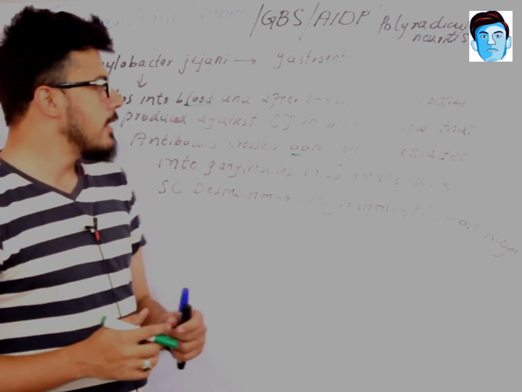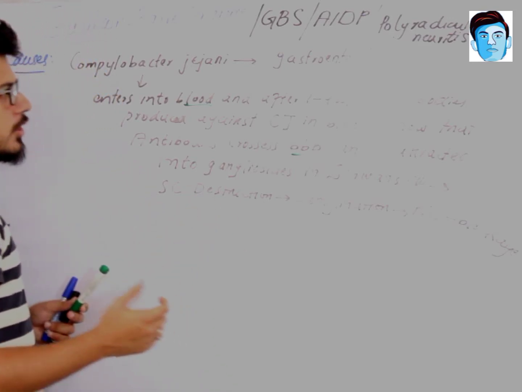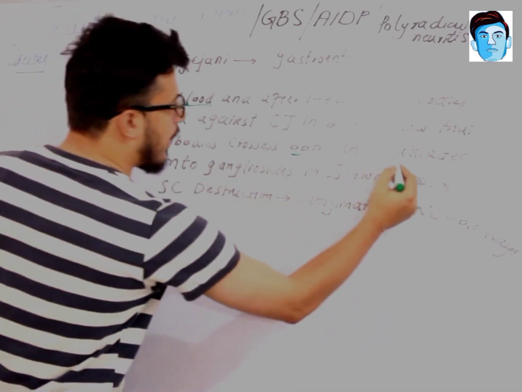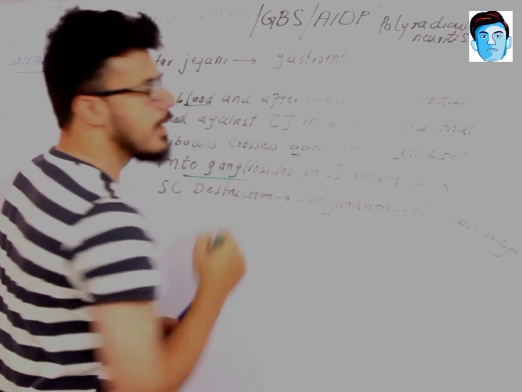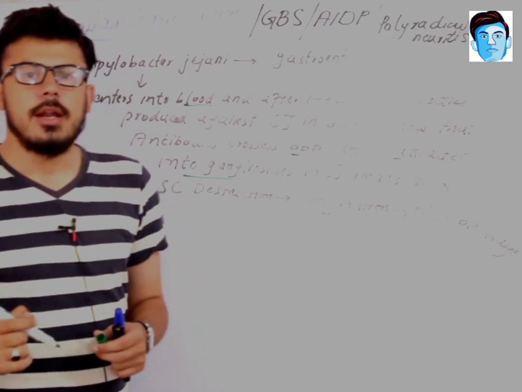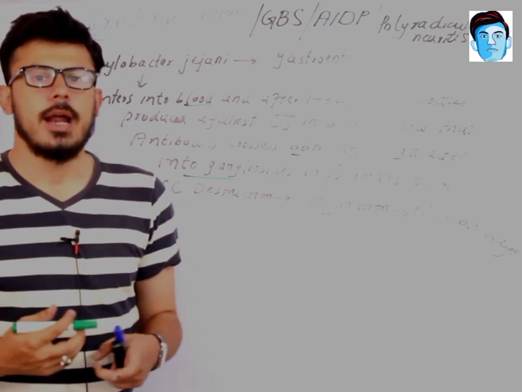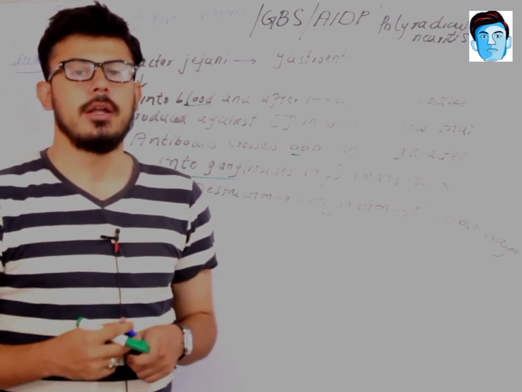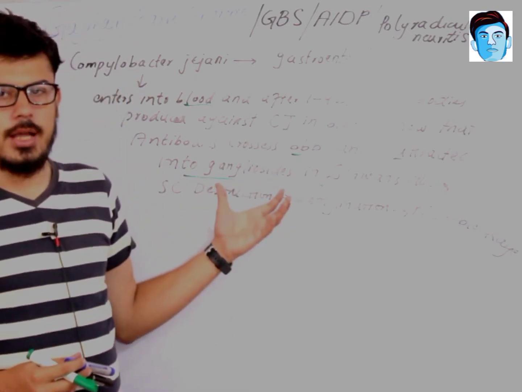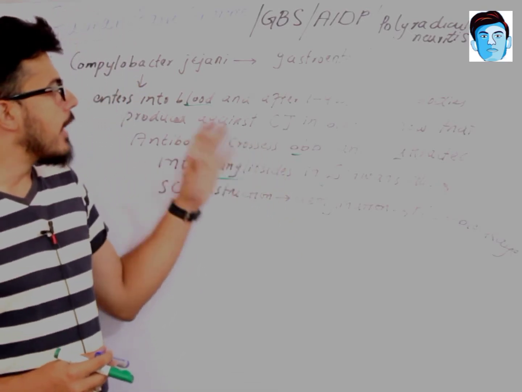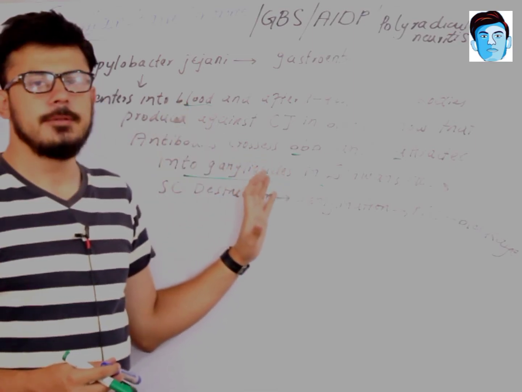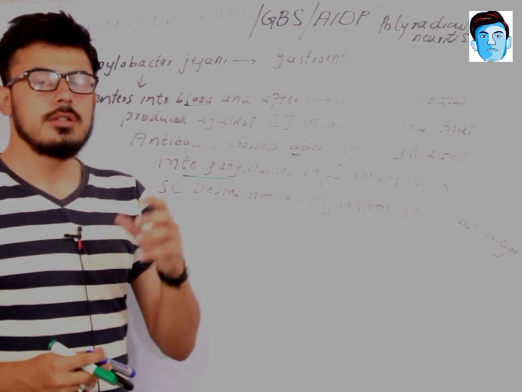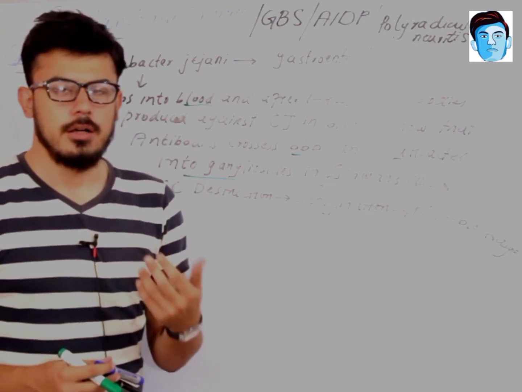Now, the question is how and why the antibodies are attracted to the gangliosides and the Schwann cells. So the answer is that the lipopolysaccharides of Campylobacter jejuni have a molecular mimicry with that of gangliosides. So that's the reason that the antibodies are directed and attracted to the gangliosides. So it is the most common cause of GBS.